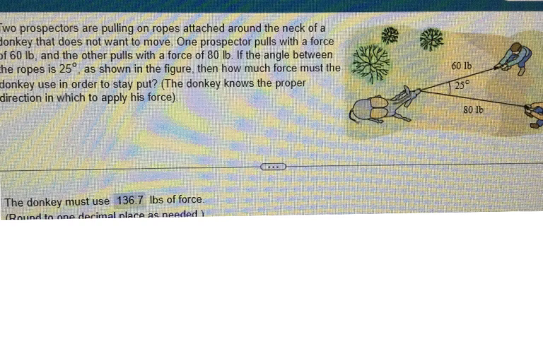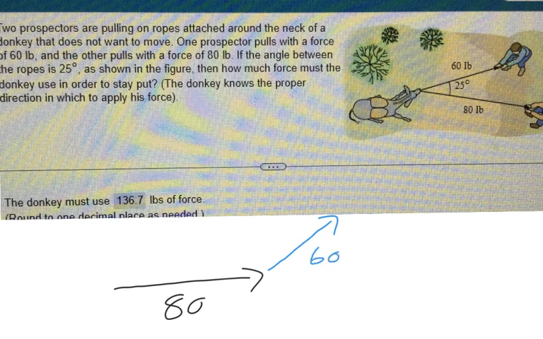So what we need to do is redraw this picture so it looks like our triangles were set up before. Again, I'm just going to draw my first vector directly parallel to the x-axis, pulling in the direction of the positive x-axis. So that is a vector that has a force of 80 pounds. Now the second vector has a force of 60 pounds, and I know that the angle between them is 25 degrees.